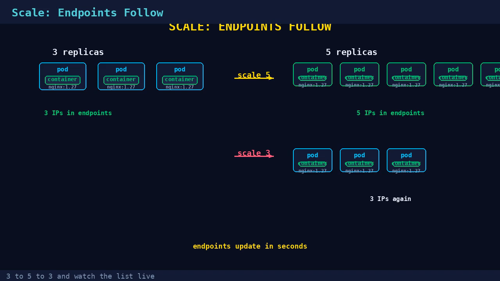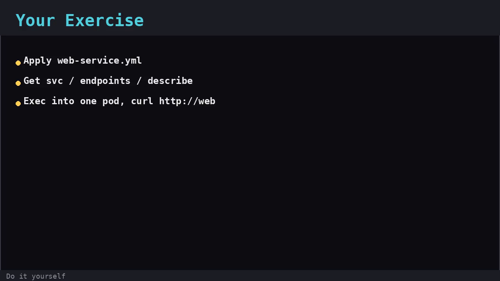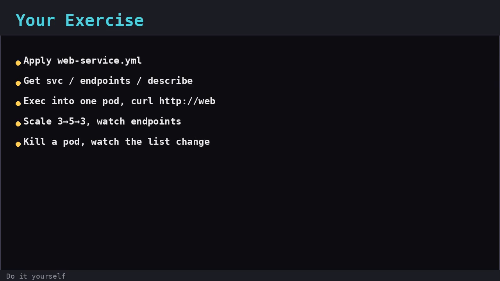Your exercise. Save the web service YAML, apply it, and capture the service and endpoints output. Get a shell inside one pod and curl http to web. Prove it can reach the app by name across instances. Scale 3 to 5 to 3 and capture endpoints at each stop. Kill a web pod mid-scale and correlate the endpoint list change.